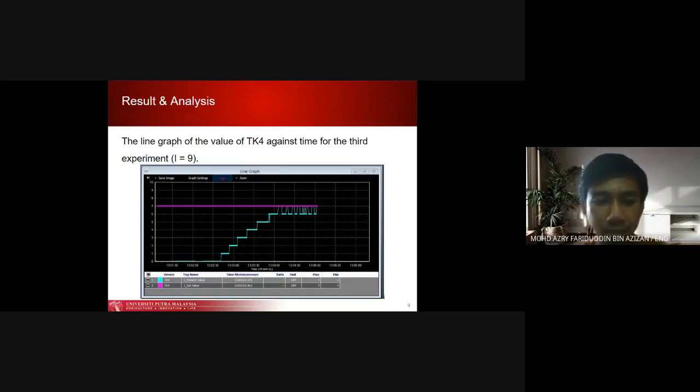After the value of TK4 reaches the set value, the value of TK4, the blue color, starts to fluctuate between the values of 6 and 7. The fluctuation of the graph remains constant until the experiment stops. That's all for the result analysis.